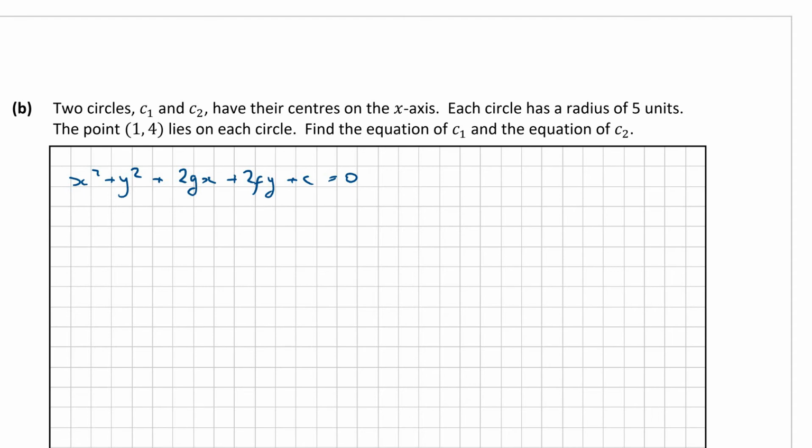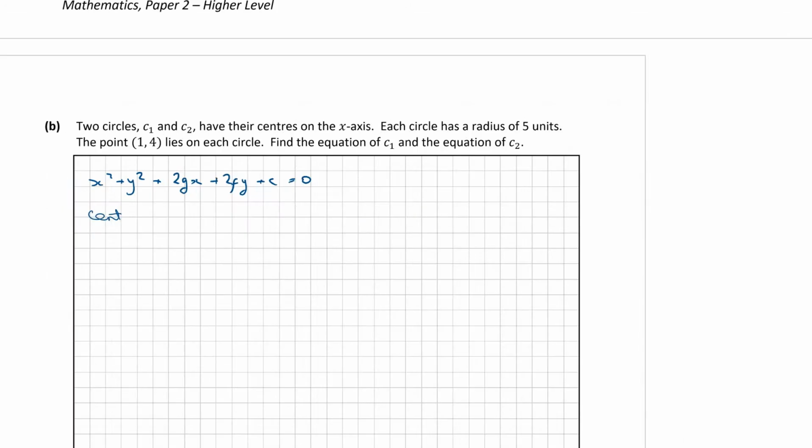Typically in these you end up using simultaneous equations to solve for the unknowns. First information: they've got their centers on the x-axis. The centers are on the x-axis, so the y-coordinate of that must be 0. So the number f has to be 0 in our equation here. So let's work out our first equation. The center is going to be equal to (minus g, minus f), but we know that the f coordinate is 0.